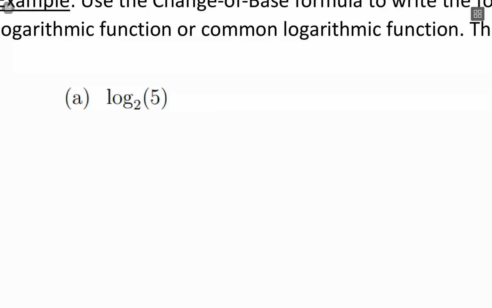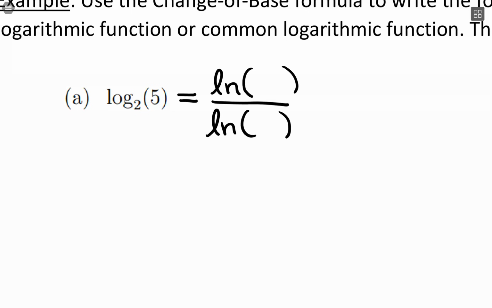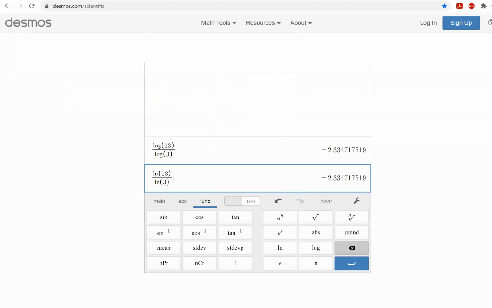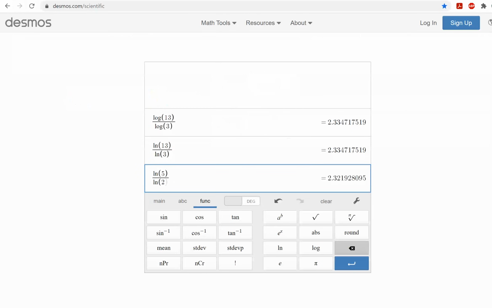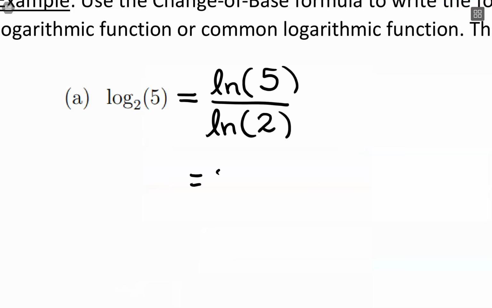Well, I know 2 squared is 4, and that's pretty close, so I'm going to expect a number that's a little more than 2. To get an answer out, I need to change the base. So I'm going to change this to the division of 2 natural logs, where I have the value in the numerator, base in the basement. Then I can go to the calculator and go natural log of 5 divided by natural log of 2, and I can see my value that's a little more than 2, that 2.32.